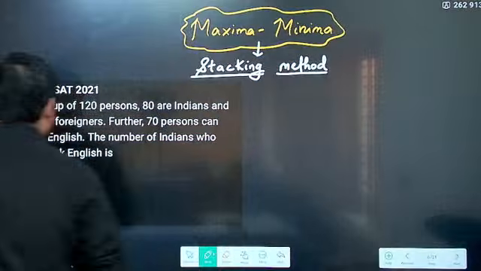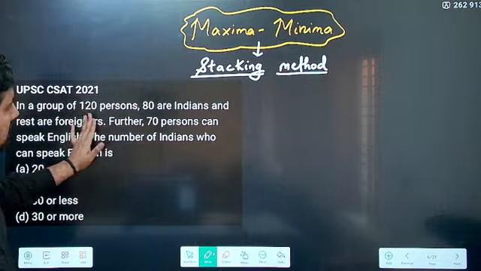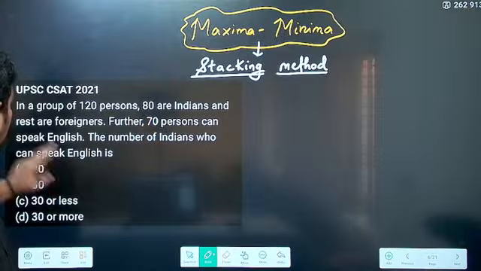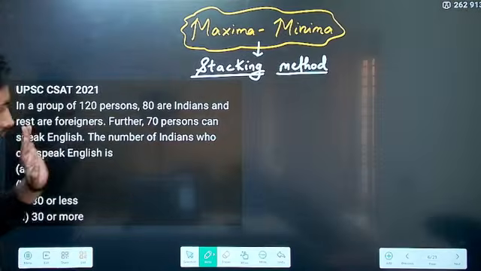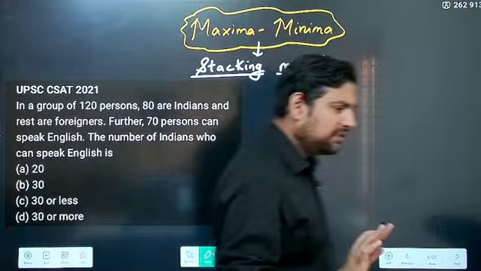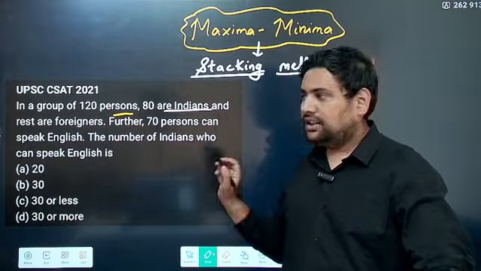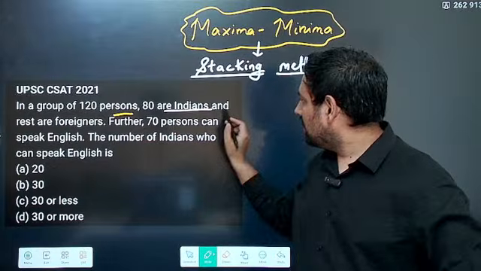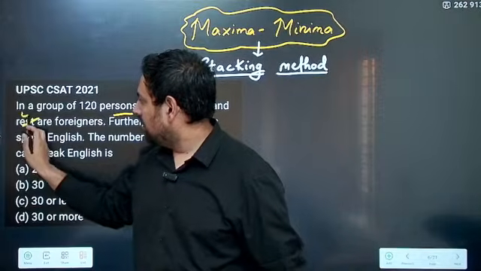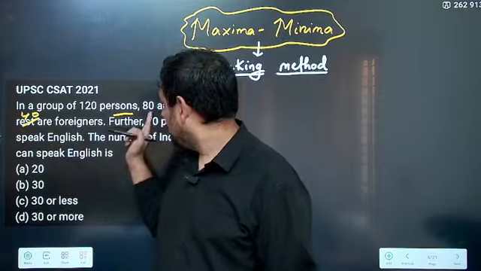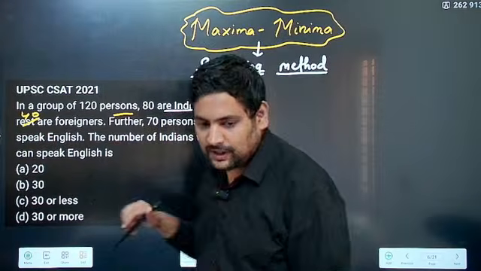It says in a group of 120 persons, 80 are Indians and the rest are foreigners. Now just observe carefully what I am doing. 120 persons are there in total, 80 are Indians, the rest are foreigners. Rest means what? Very clearly, 40 are foreigners: 80 Indians, 40 foreigners.